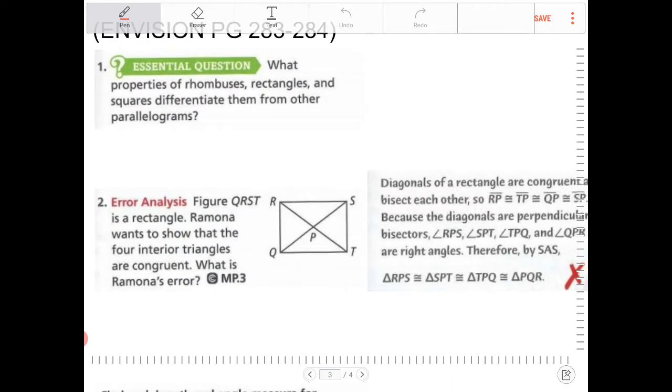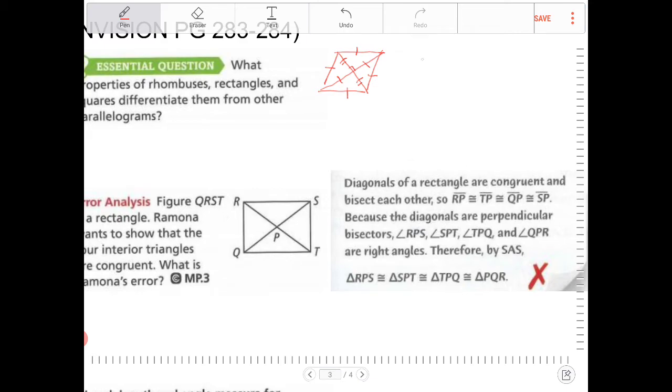Well, what this question is really asking for is to list out the properties of rhombus, rectangles, and squares. So a rhombus is a parallelogram such that the diagonals are perpendicular bisectors of one another. And actually, if they are perpendicular bisectors of one another, then all four sides are going to be the same. A rectangle, or actually, let me talk about a square first.